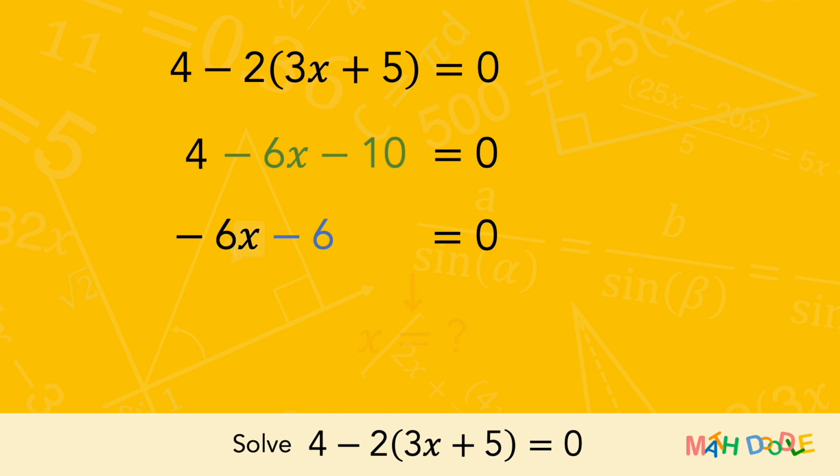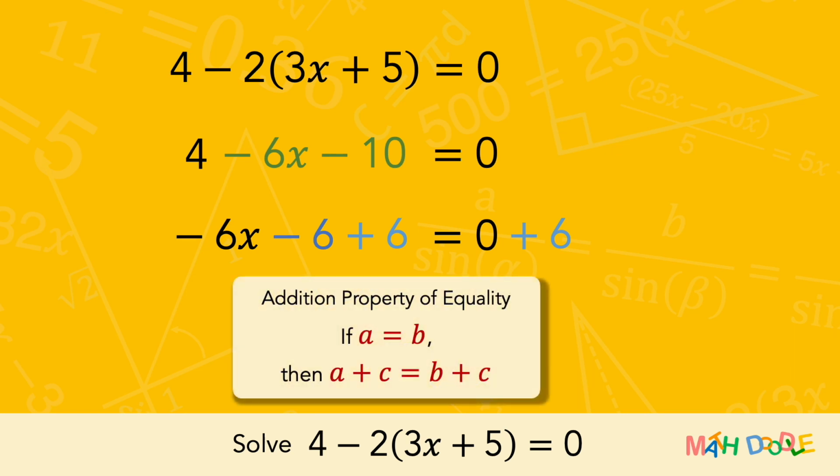To do this, let's eliminate -6 on the left side of the equation. So, we are going to add 6 to both sides of the equation. Here, it is important to treat both sides of the equation equally. So, when we add a number to one side of the equation, we must add the same number to the other side of the equation.